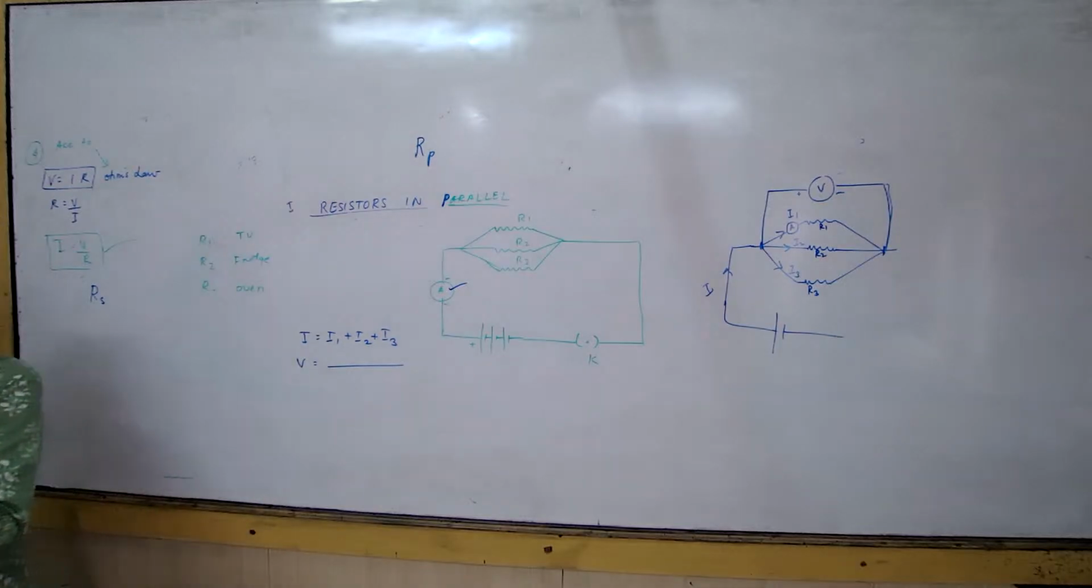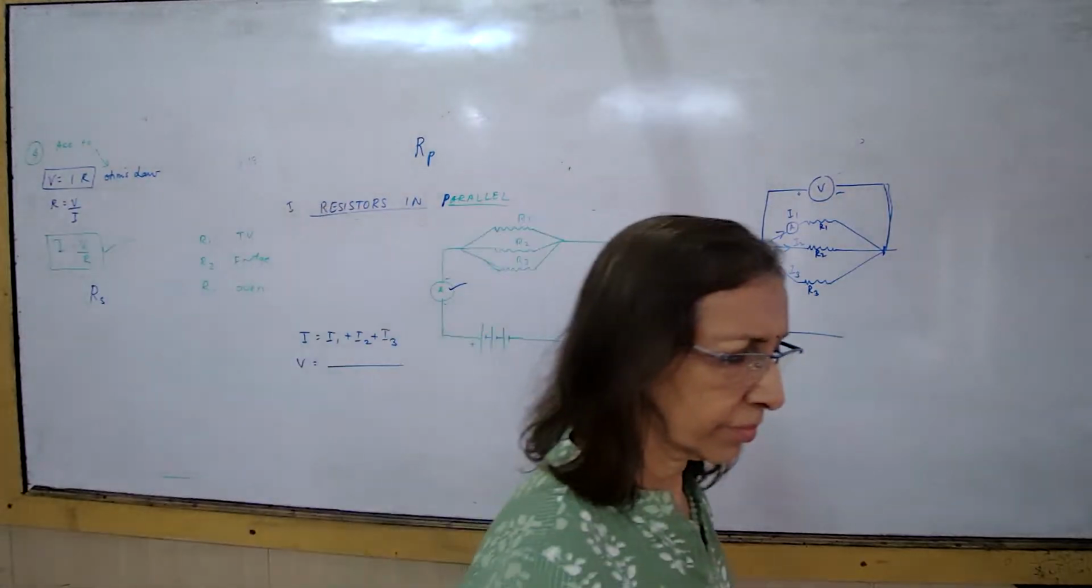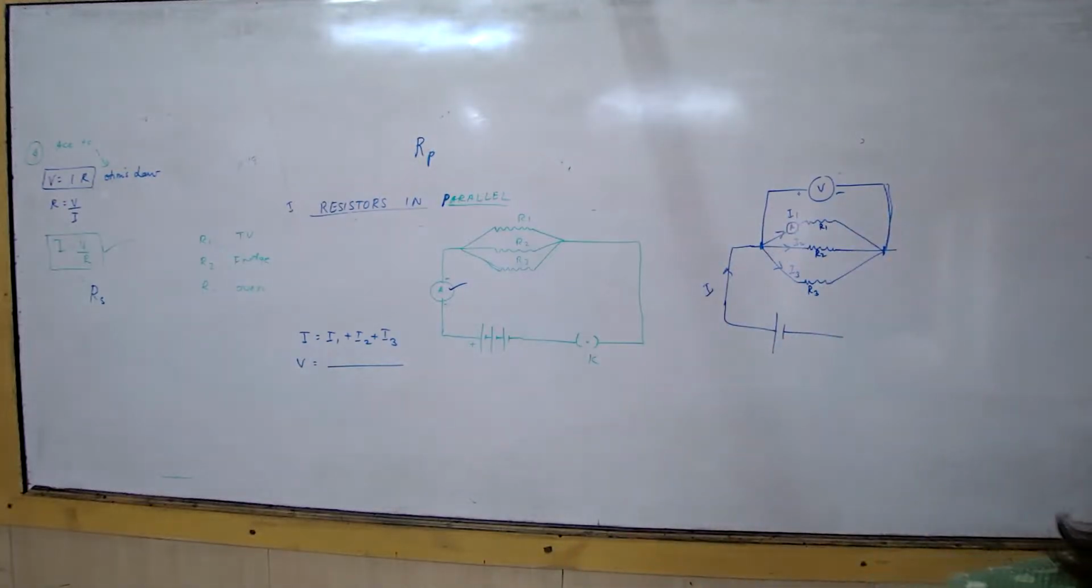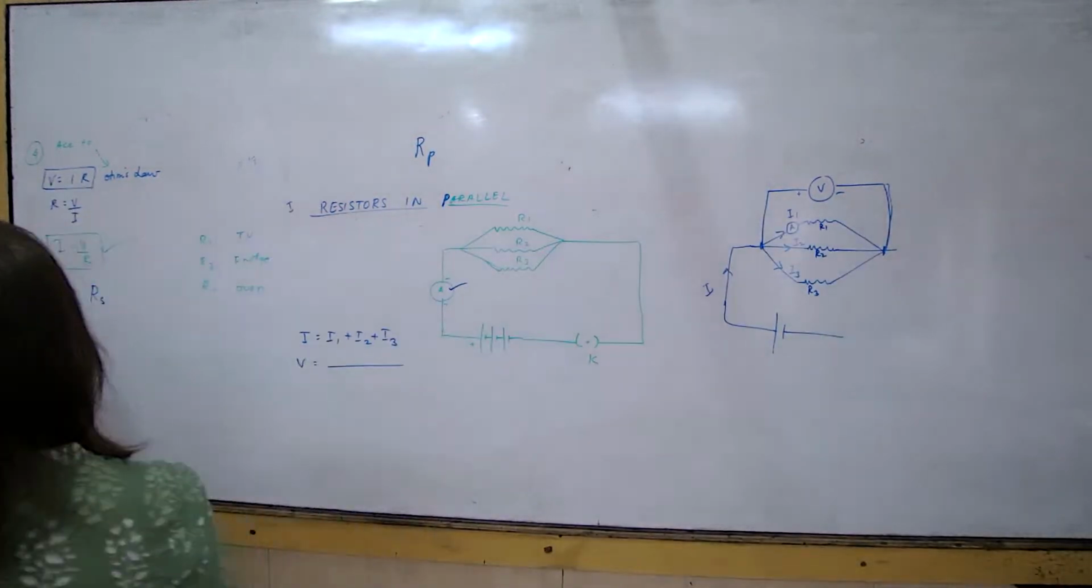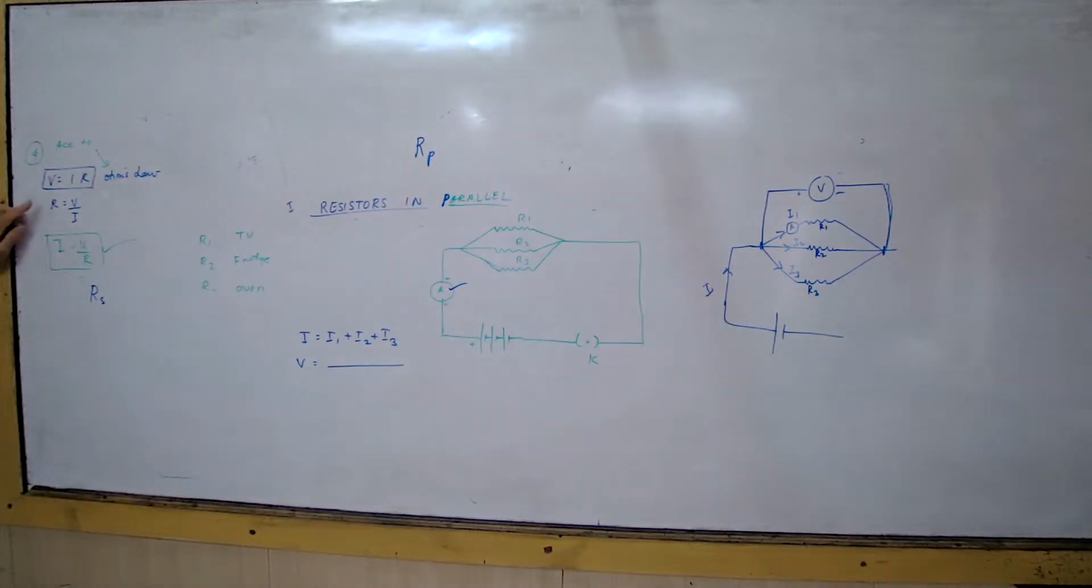Read: let RP be the equivalent resistance of the parallel combination. By applying Ohm's law to the parallel combination of resistors, we have I is equal to V upon RP. Hold on, I is equal to what? R is equal to V upon I, or we can also use I is equal to V upon R. Which one are we using now? I is equal to V upon RP.